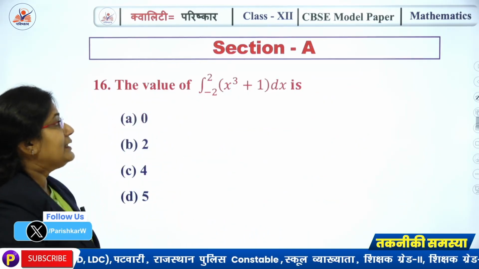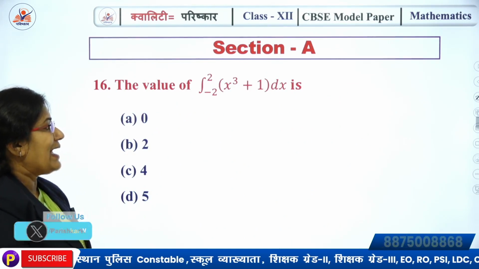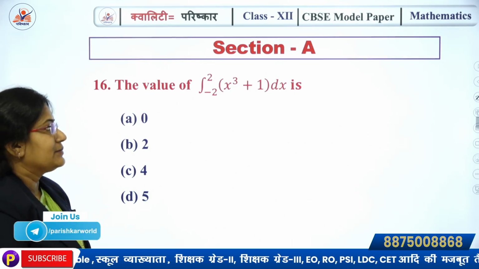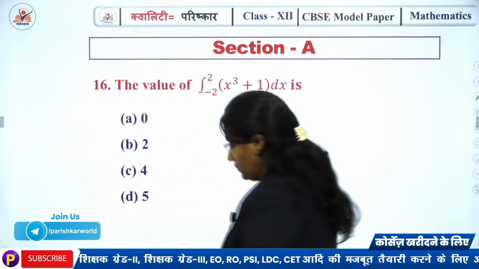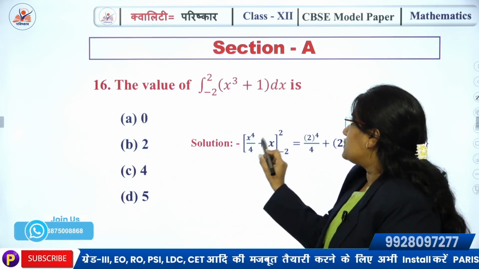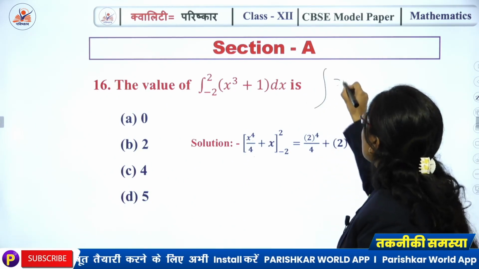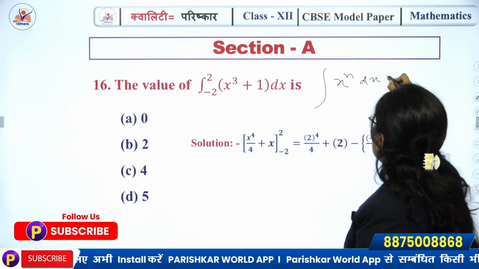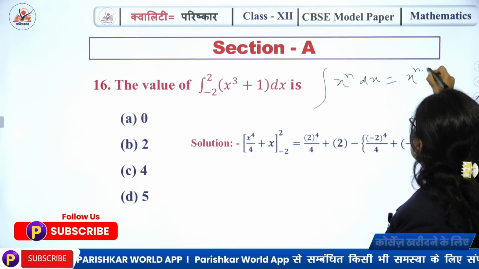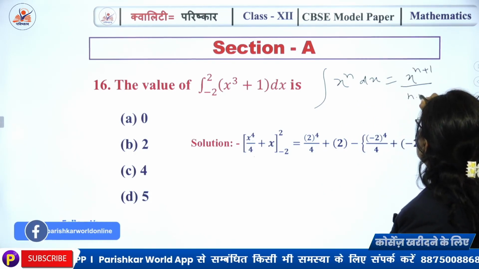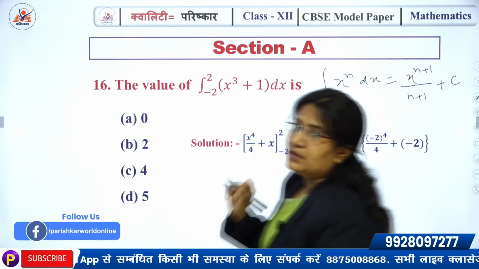The value of the integration from minus 2 to 2 of (x cube plus 1) dx. Very simple question. You can see the integration of x cube is x raised to 4 upon 4, because there is a formula for the integration of x raised to n dx: x raised to the power n plus 1 upon n plus 1 plus some constant. Clear?